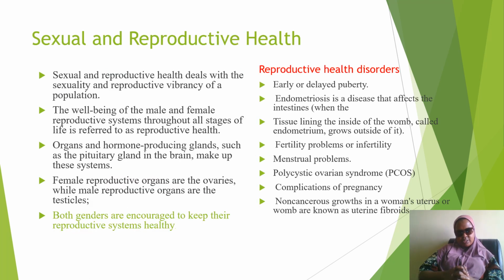Another one is sexual and reproductive health. Sexual and reproductive health is a scope of population education. It deals with the sexuality and reproductive vibrancy of a population, the well-functioning of the reproductive organs of both male and female. That is what reproductive health is. Organs and hormone-producing glands, such as the pituitary gland in the brain, make up the reproductive system. The reproductive organs are the ovaries, while male reproductive organs are the testicles. I think we are all familiar with that.